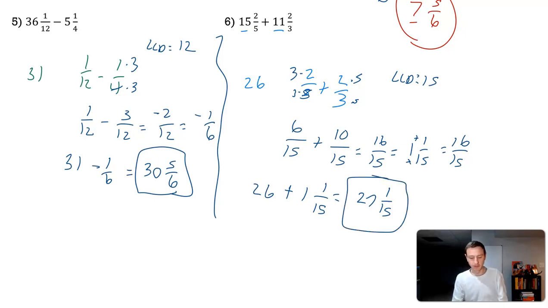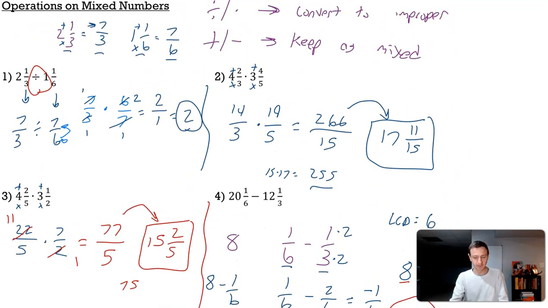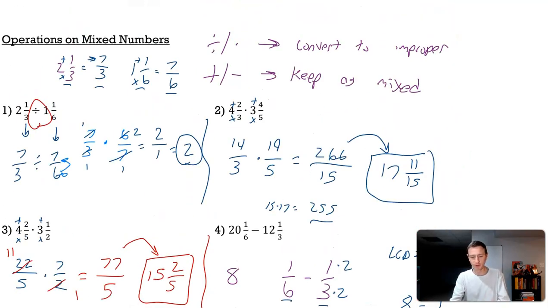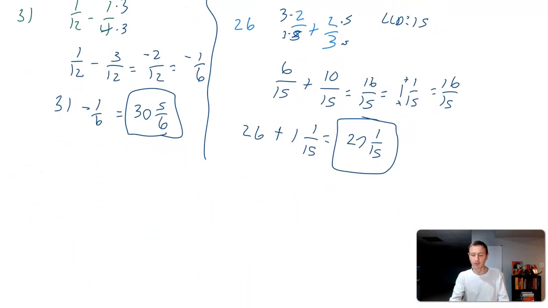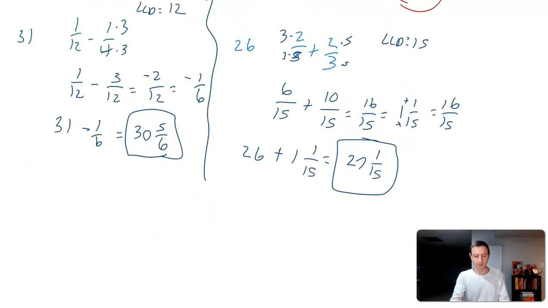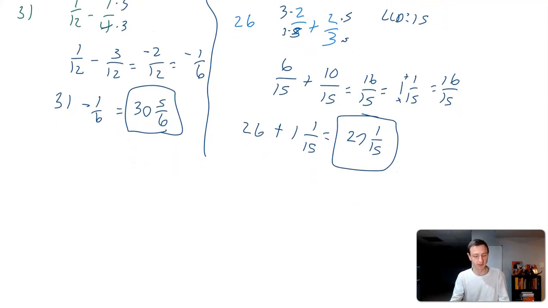So there is that. And like I said, you can convert to an improper for division and multiplication, keep as mixed for addition and subtraction. But then the converting at the end gets a little messy with the addition and subtraction. That typically is the more difficult side of operations on mixed numbers.